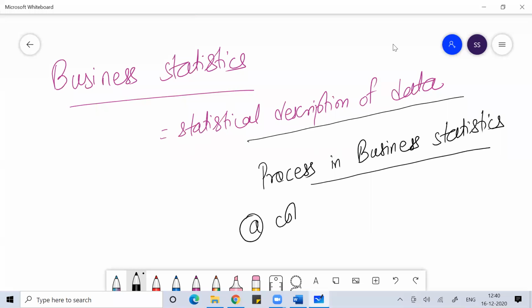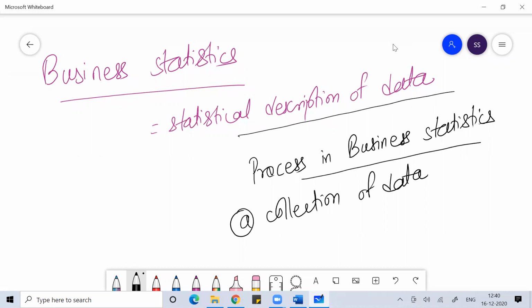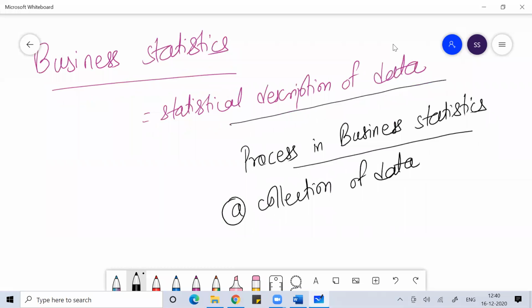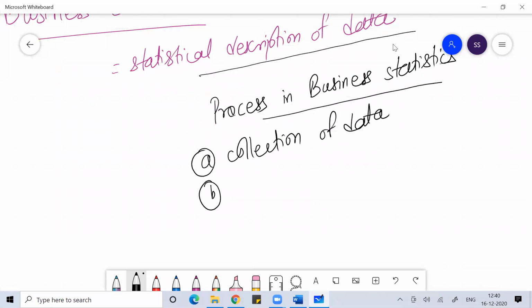The first step is the collection of data. This is the first step in statistics, which is called collection of data. So what is the way we can collect the data? We can collect the data in two ways. We can either collect the data as primary data, or we can use secondary data. The data which is already available is called secondary data, and the data which we collect for the first time, depending upon our objective, is called primary data. So we understood how we can work on collection of data.